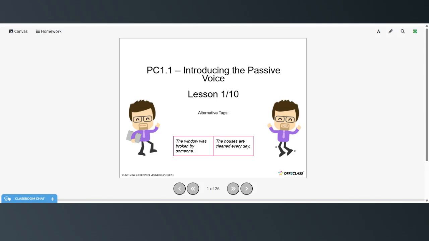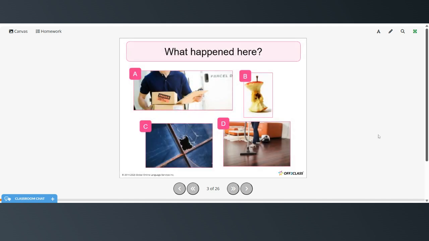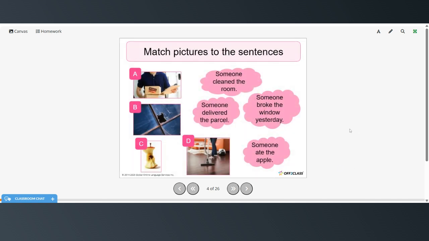This is a B1 level grammar lesson, and today we're going to introduce the passive voice. So what happened to the cake? And what happened in these pictures? See if you can describe these. Now we'll match the pictures to the sentences.